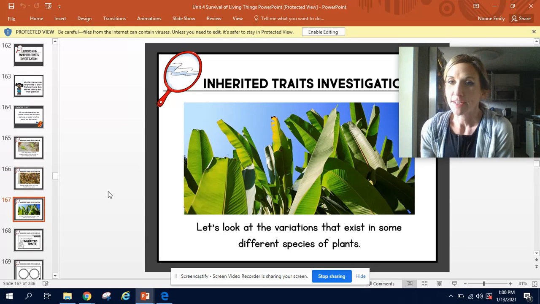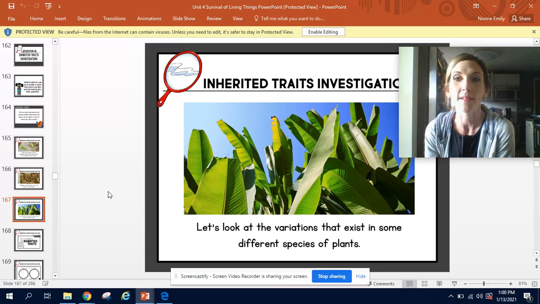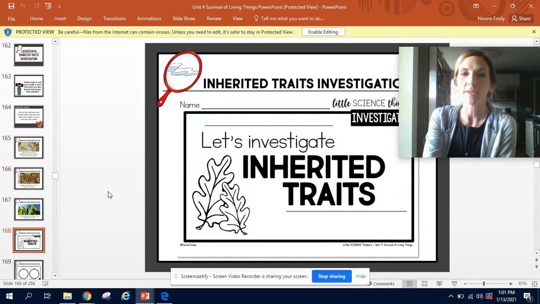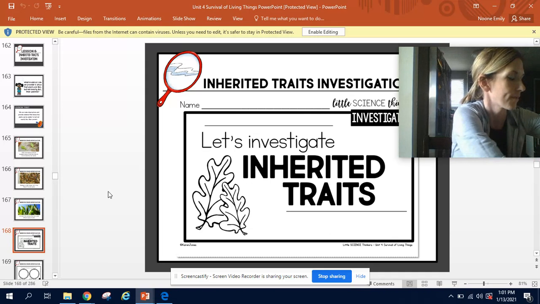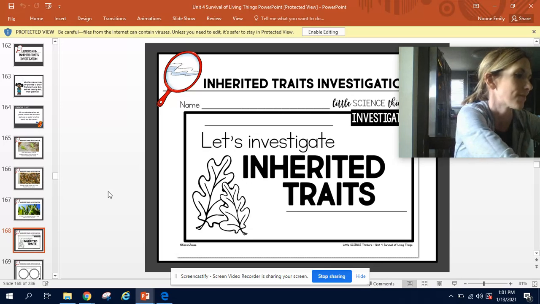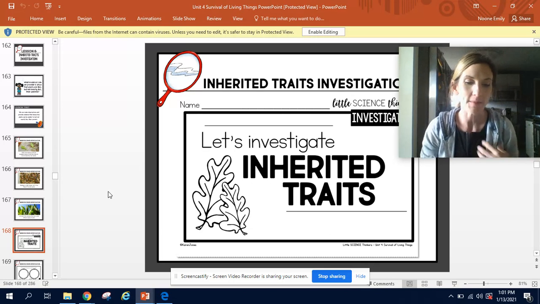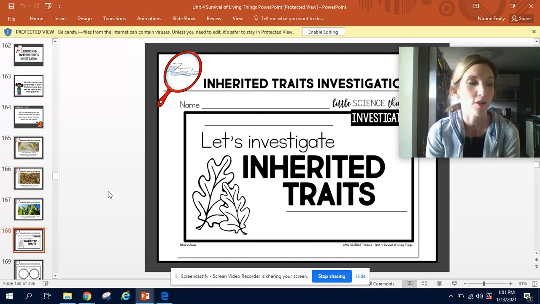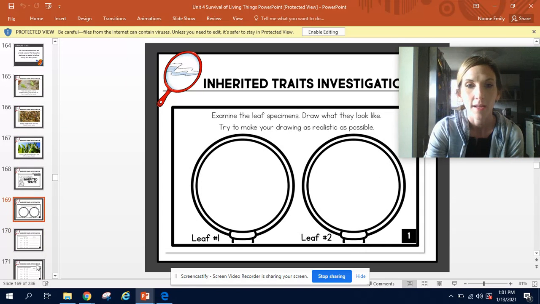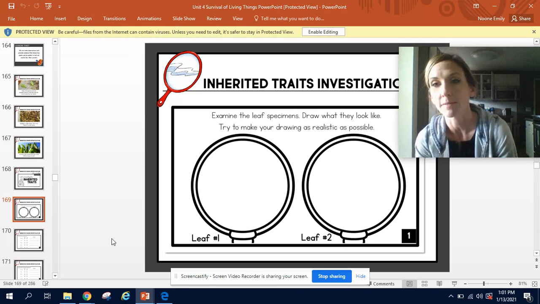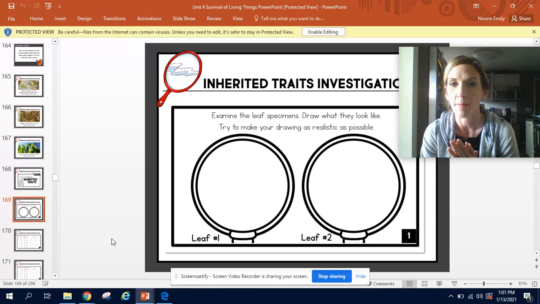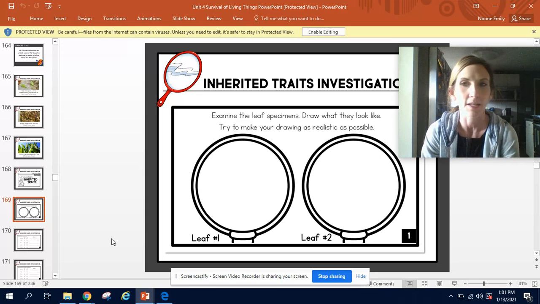Let's look at the variations, or the slight differences, that exist in some species of plants. So today we're going to look at plants and how they can be different. All right, so we're going to be using this booklet today. And your job today, let me get out my instructions. Okay, so your job today is to go outside and to gather 2 leaves. Okay, so both of these are going to be a leaf, but they are going to be different. So you don't want to get 2 leaves that look almost exactly the same. You want to see if you can get some leaves that look a little bit different. It'll make this a little bit easier, okay?